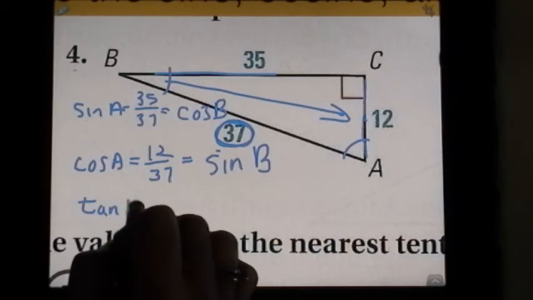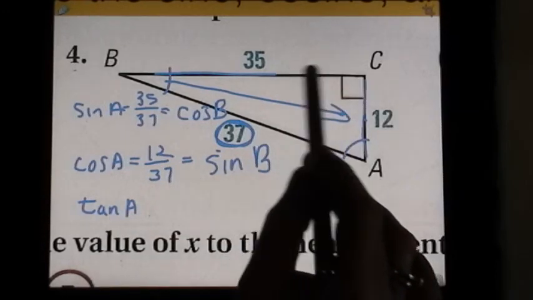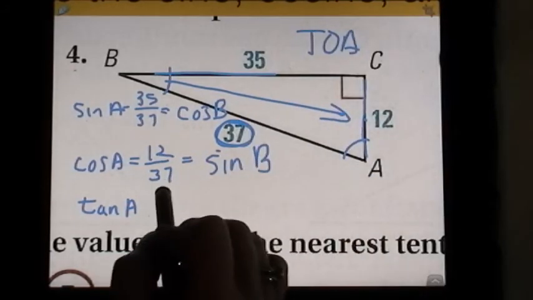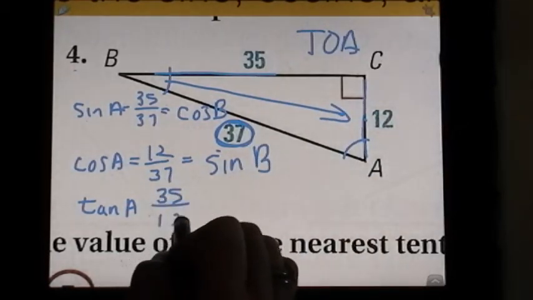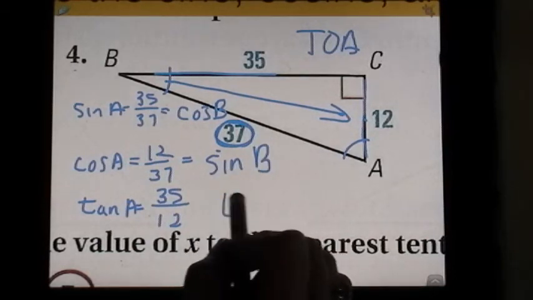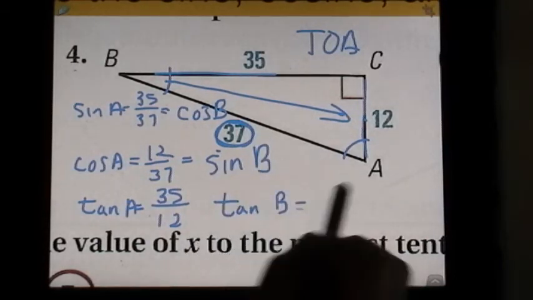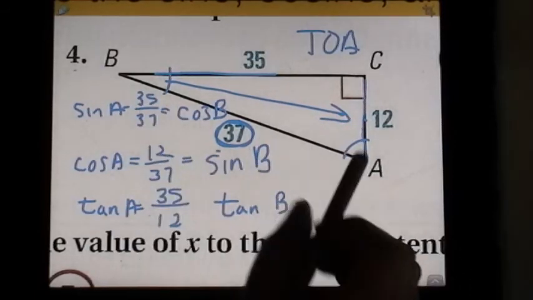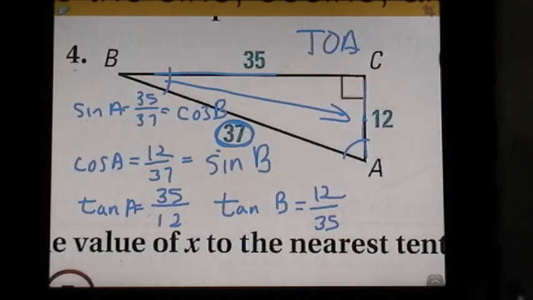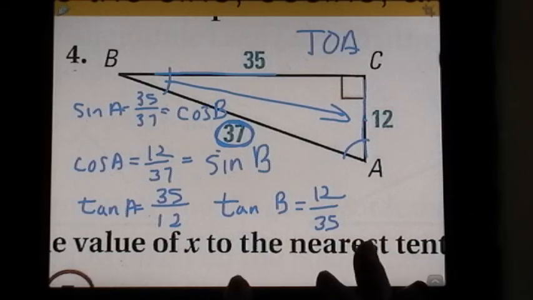Tangent of A is opposite over adjacent, TOA, that's 35 over 12. And I'm not dividing these out, you can do that. And the tangent of B is going to be the reciprocal, which is 12 over 35. And those are all of your ratios. It's a comparison of the two sides, and it can be written as a decimal by dividing that fraction.